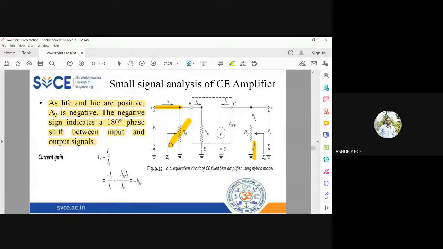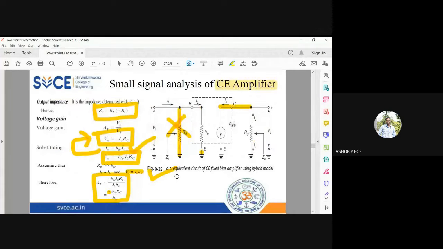are the same because this RB is neglected. So whatever current is flowing through Ii is going to be the same through IB. So if you divide, you get AI equal to minus hfe. This minus sign again indicates the 180-degree phase difference in the current gain of a common emitter amplifier.